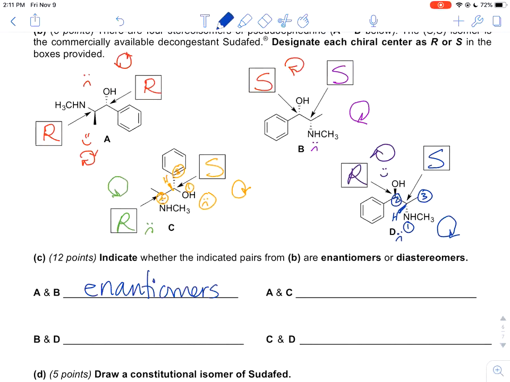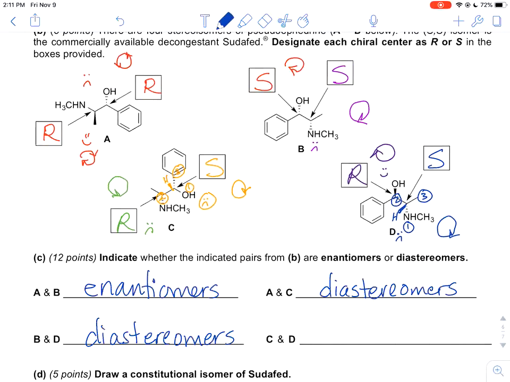A and C, we have RR and SS. One chiral center stayed the same, another one changed. These are diastereomers. B and D goes from SS to RS. So once again, diastereomers. So keep in mind that depending on which version of the exam you have, these letters might be written in different order.